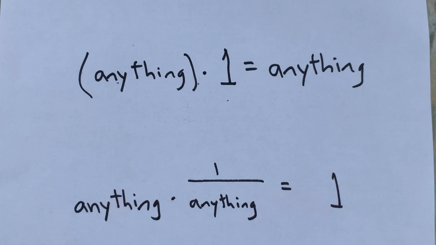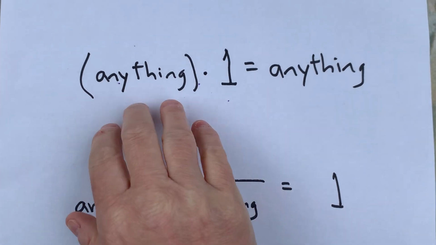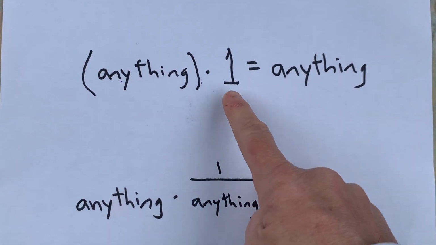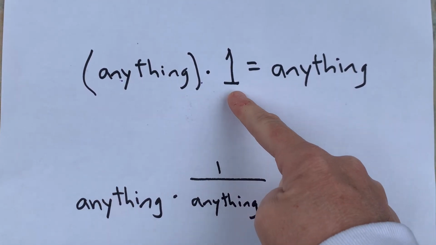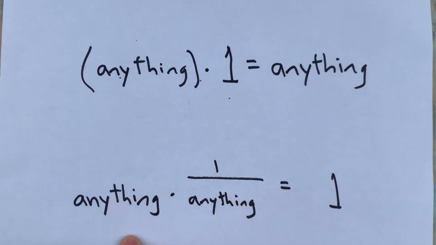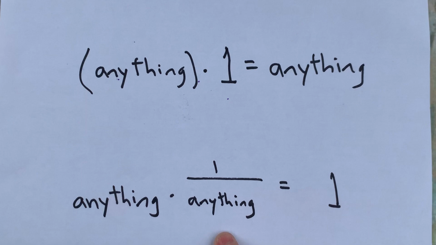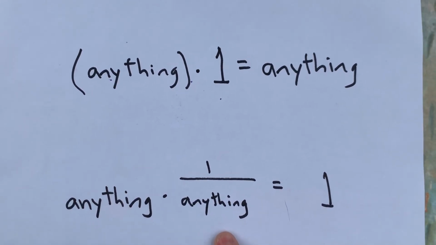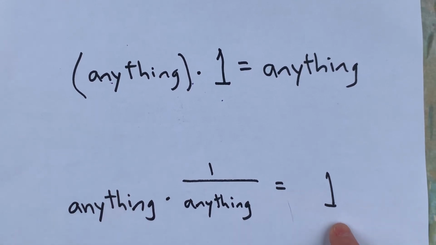Today we're going to start out with some notions that you've known for a really long time. If I take anything, any value at all, and I multiply it by 1, I get that same thing, because 1 is the multiplicative identity. Likewise, I can take anything and multiply it by its reciprocal, and I get 1, because the reciprocal is the multiplicative inverse, because it gets you to 1.